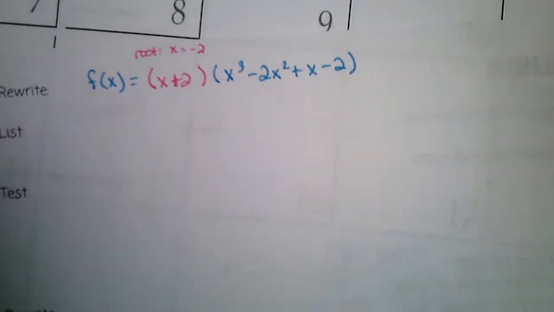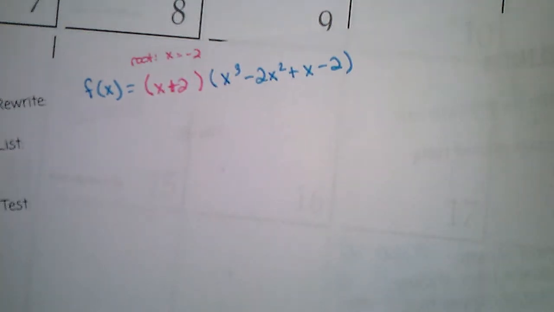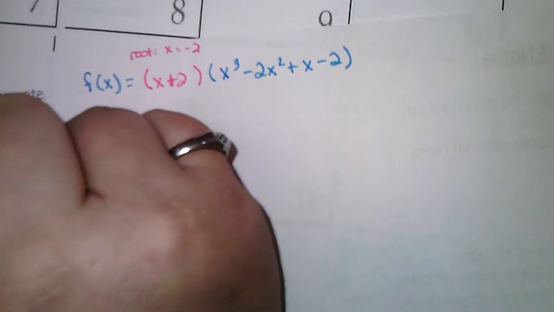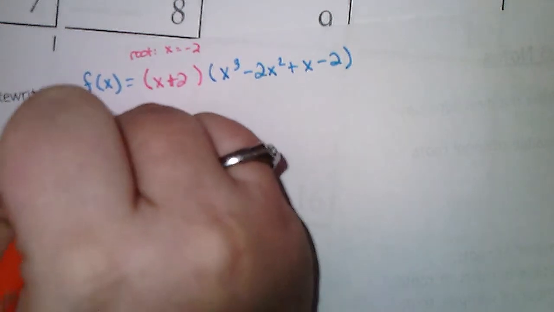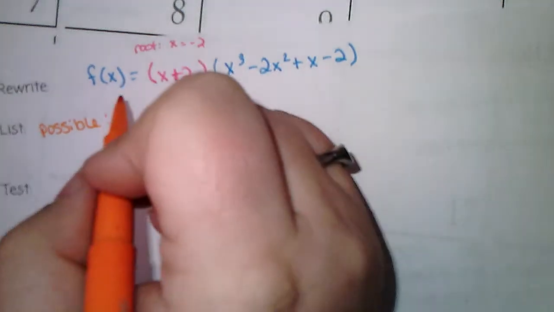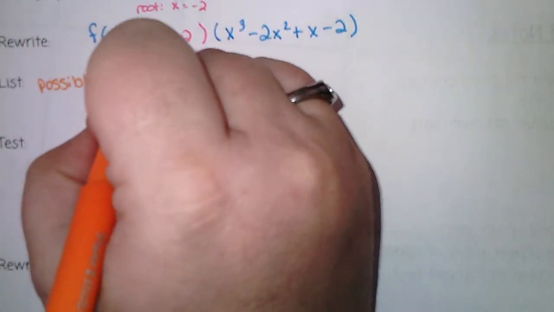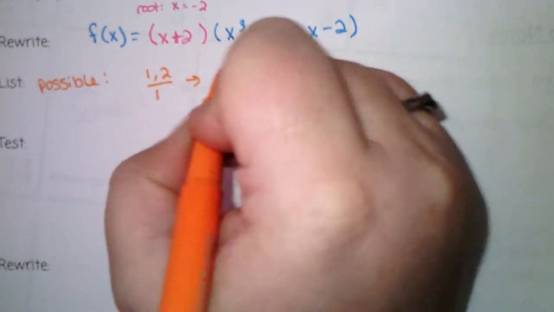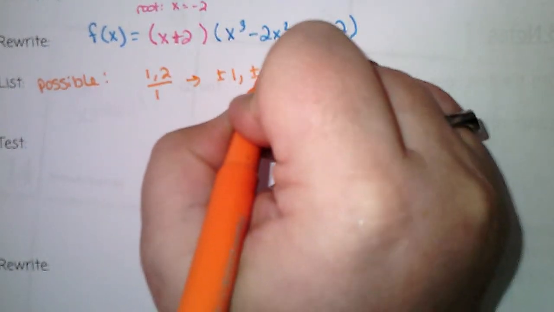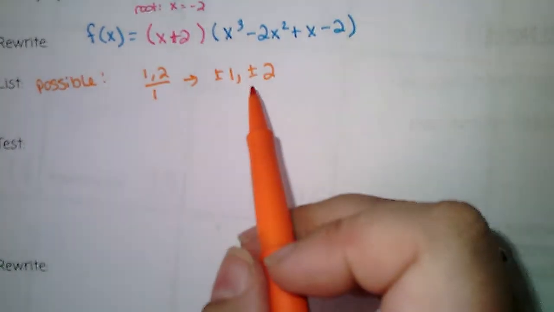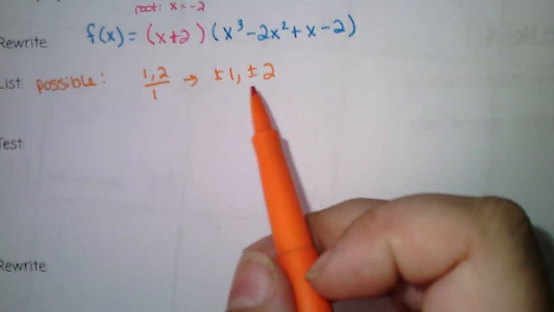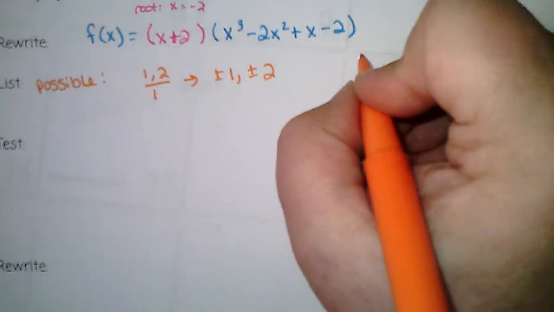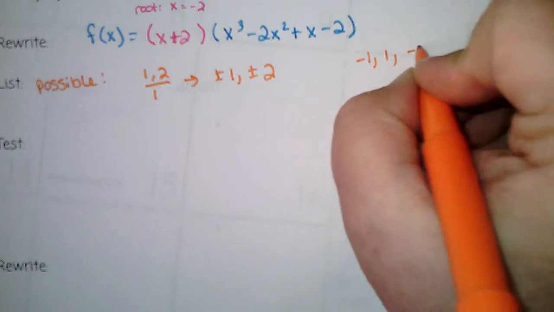Okay, so now, again, we make our list. And you might notice our list of possible roots is going to be the factors of 2, so 1 and 2, over the factors of 1. So when I split it, it's going to be plus minus 1 and plus minus 2. So notice I had 1, 2, and 4, but now I only have 1 and 2, so this is making this easier for me. So negative 1, 1, negative 2, 2.